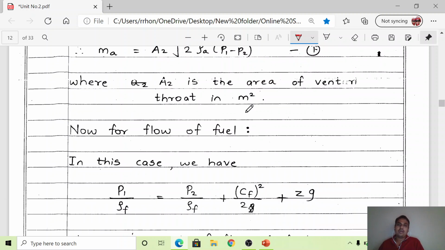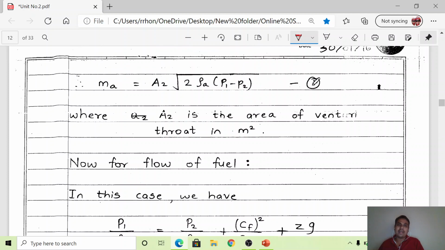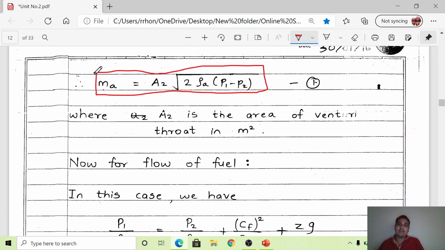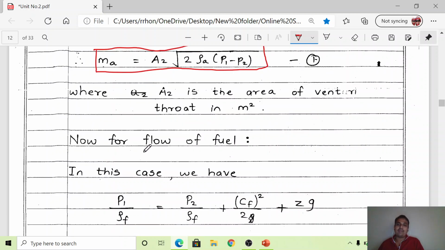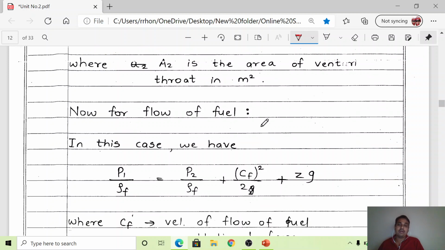Okay, so up to equation number 1, our calculations are based on air. Section 1 is the entrance of air, and section 2 is the throat section, and accordingly we considered the equations for air and got the equation for the mass of air. With the help of those air calculations, we have the mass of air in equation number 1. Now we are going to calculate the flow of fuel, and now we are going to consider the fuel equations.